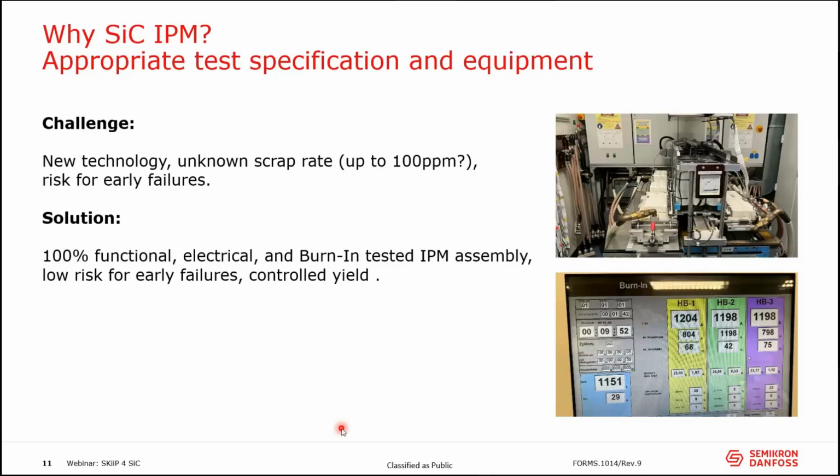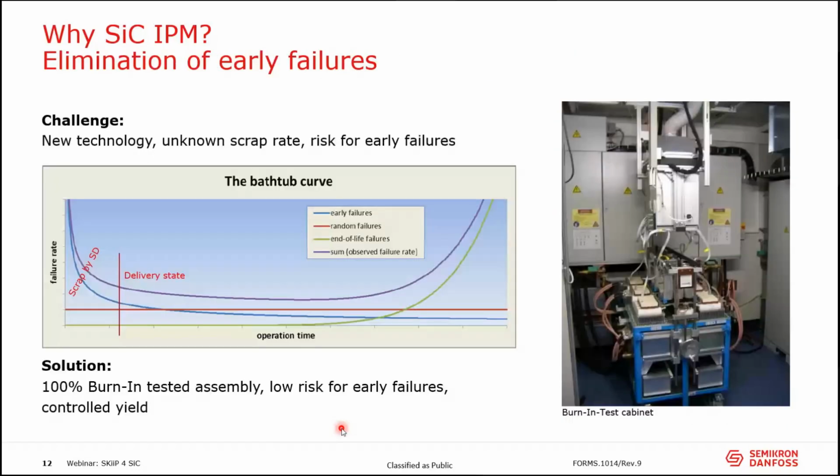With a new technology, the scrap rate is always a high risk. It's not clear what is normal and what are special effects, so it's something where a lot of experience is needed. Also, the risk of early failures is significant if the test is not appropriate. As already said, in our production we have had a 100% functional electrical and burn-in test implemented for years. So we have controlled yield and low risk for early failures.